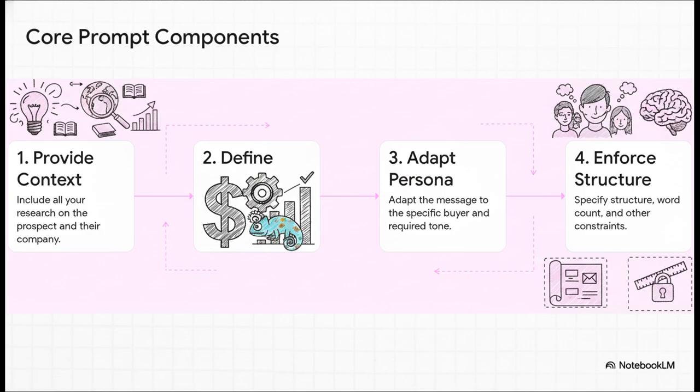First, you feed it rich context. That's all your research on the prospect and their company. Second, you have to clearly define your value proposition with actual, quantified outcomes. Third, you adapt the message to the specific persona in the right tone. And fourth, you enforce the structure and constraints, like word count and even telling it what not to say.